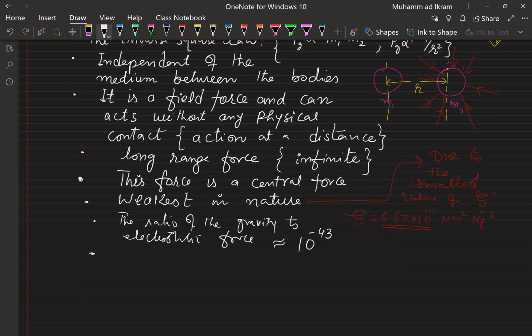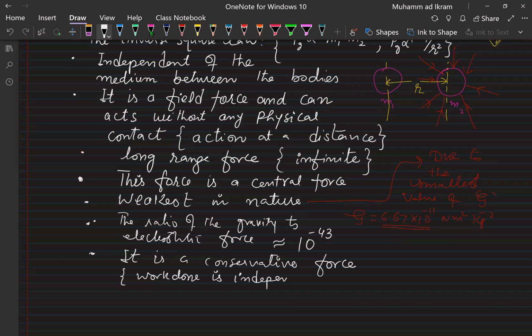Another point is that it is a conservative force, and you already know about the conservative force. By the conservative force, I mean that the work done is independent of the path followed. Work done is independent of the path followed.